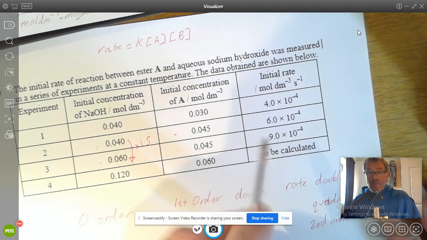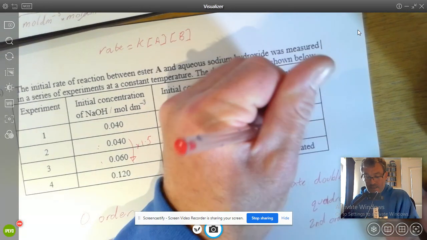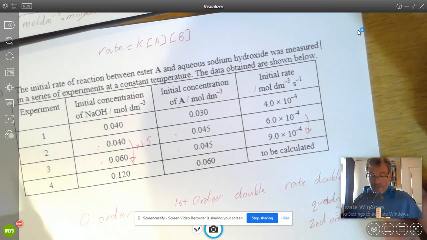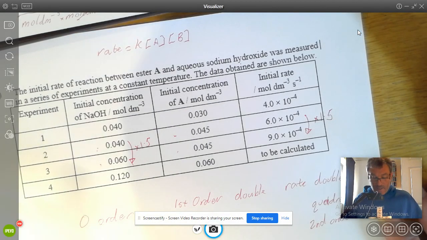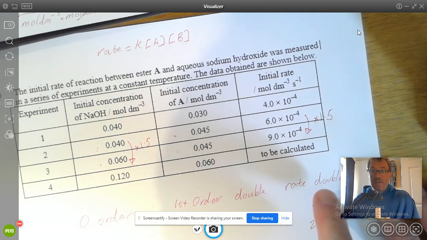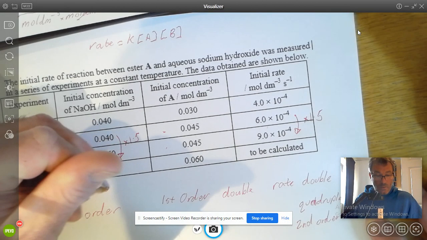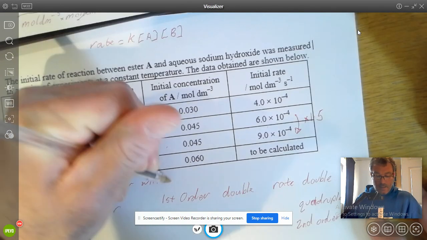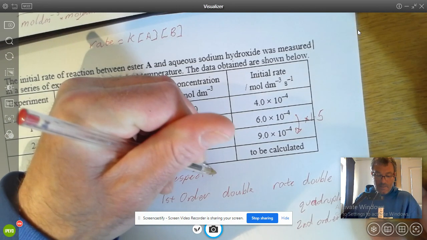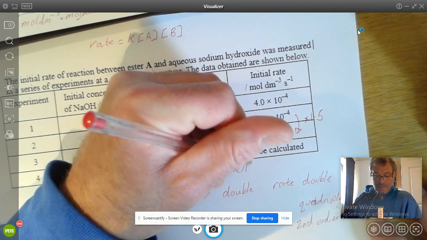So now we need to look at the rate and see how that changes. Going from 6 times 10 to the minus 4 to 9 times 10 to the minus 4 is an increase by a factor of 1.5. So that is the same as doubling the concentration and the rate doubling. Therefore, we can say that this is first order with respect to the sodium hydroxide. It's a really important sentence, so you need to duplicate that.